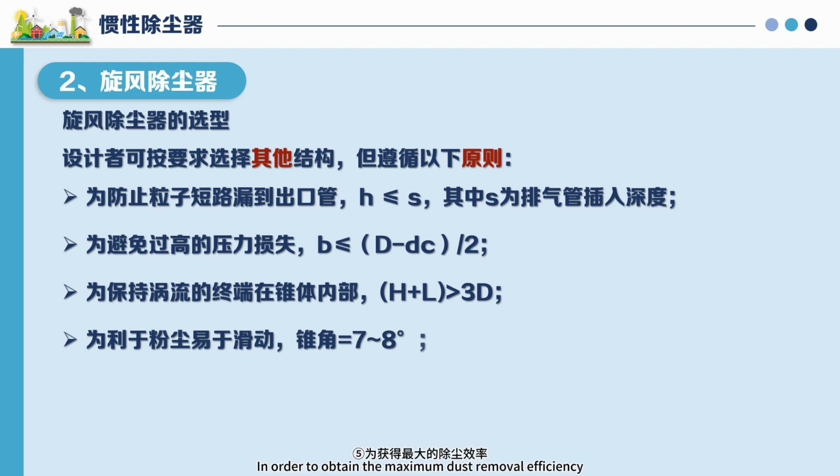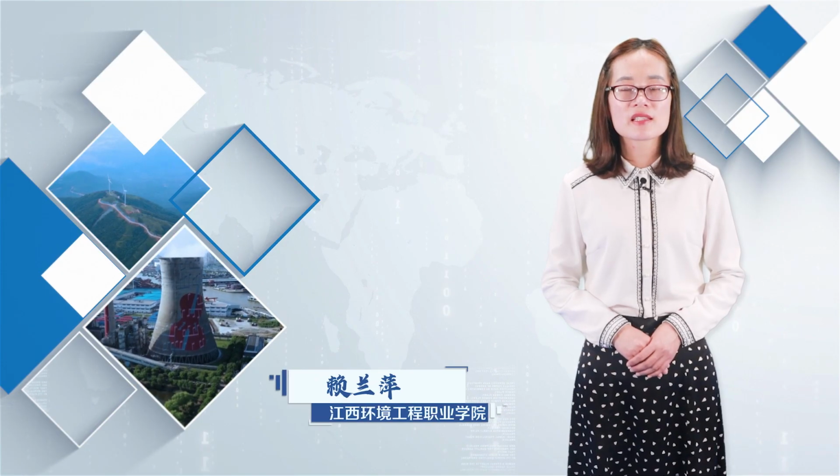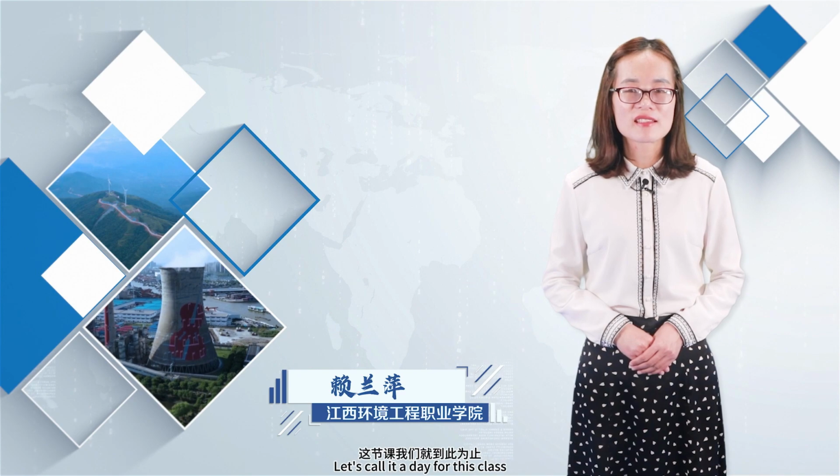In order to obtain the maximum dust removal efficiency, DC/D should be between 0.4 and 0.5. H plus L divided by D should be between 8 and 10. S/D equals about 1. Let's call it a day for this class. Thank you all.